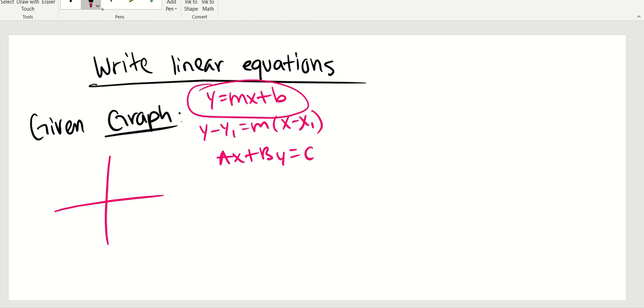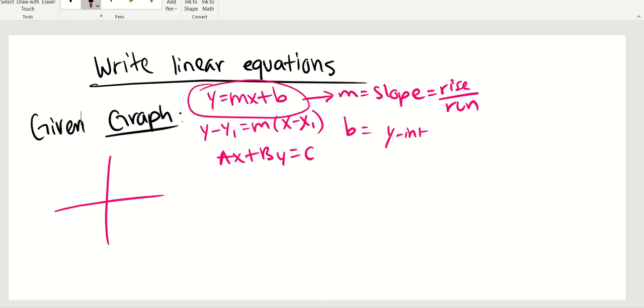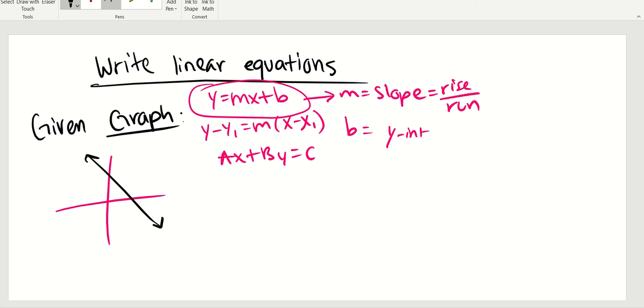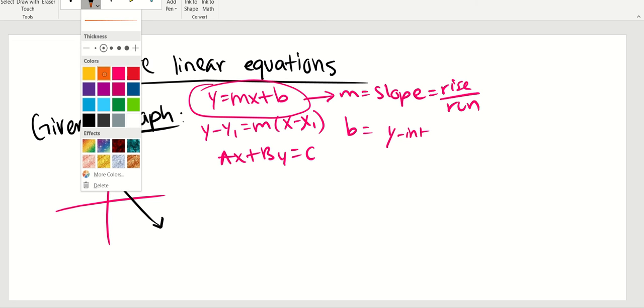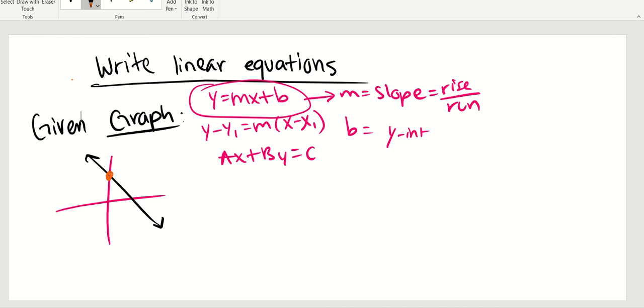Why? Because all you need to do is find the m, which is your slope, which is your rise over run, and your b, which is your y-intercept. So if I have a line graph like this, I'm going to calculate my slope by picking 2 points. So sometimes the x and y-intercept work as points. And again, this is just a sketch.